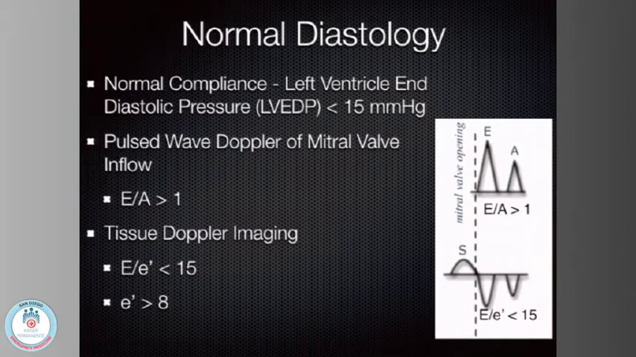So normal diastolic function of the heart, E greater than A. In fact, the ratio of E to A is greater than 1, okay? When it comes to tissue Doppler imaging, this is the velocity of relaxation. If you take the E from the pulse wave Doppler and divide it by E prime, you get less than 15, which is normal, or just an E prime value greater than 8.